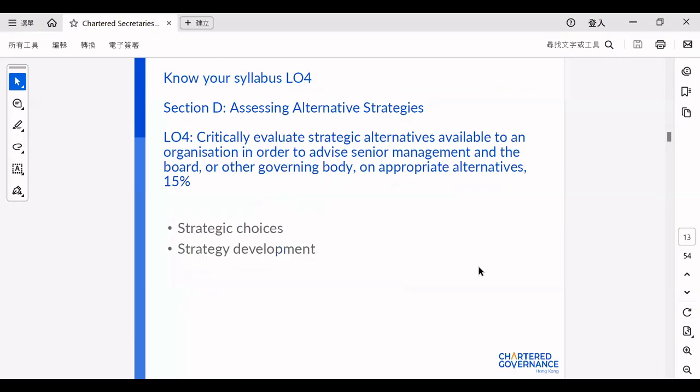So 4 is again not that difficult. It's again a normal 15% weighting for this subject. So it's about evaluating different options, different strategies. And I think I've explained before what's meant by evaluating, what's meant by assessing. That means you have to give judgment, give explanations on the pros and cons of these things.